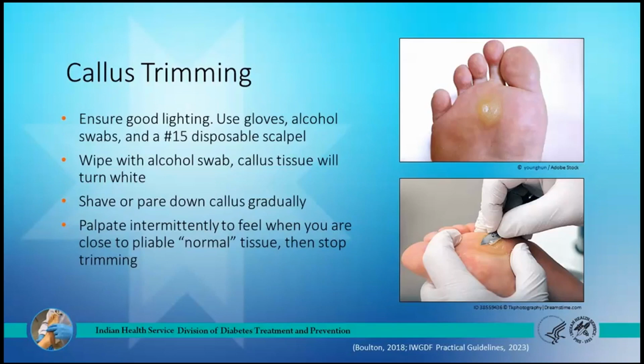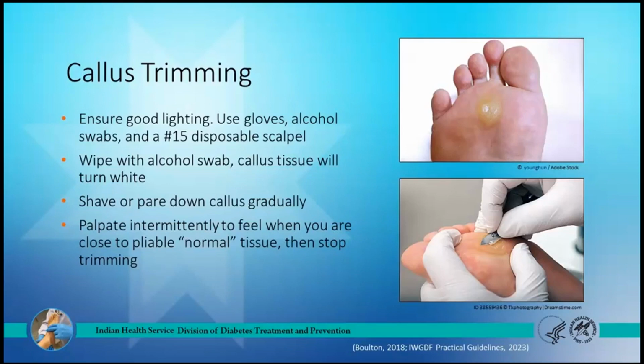Callus trimming. Callus trimming is important because we consider these pre-ulcerative lesions, mostly because, especially on the plantar surfaces and any bony surfaces, it increases the pressure at that site and can break down the skin and the soft tissue underneath.